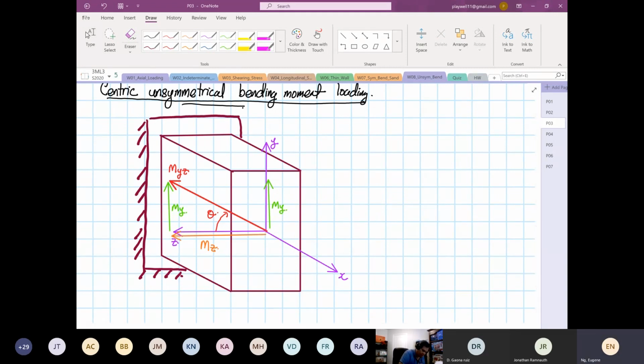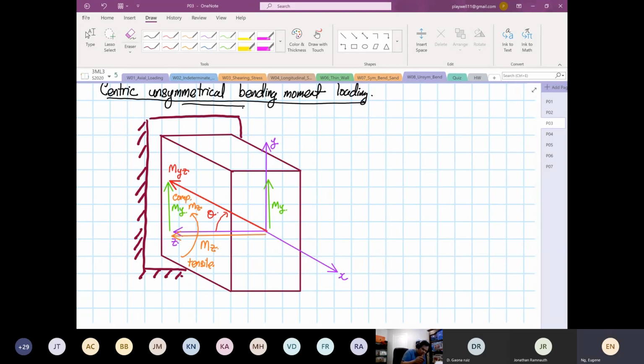if you look at moment about Z, right? So right hand rule, right? The thumb is the arrow, and then how you grip. So this is your MZ, right? So on MZ over here will be tensile. Head of the arrow will be what? Compression.